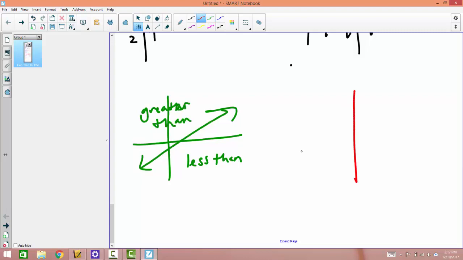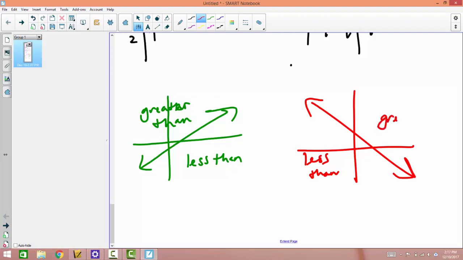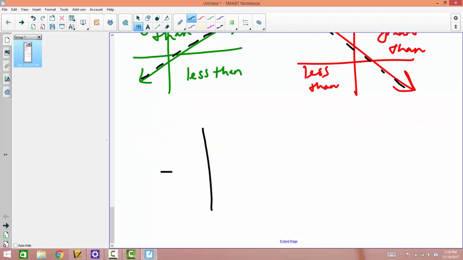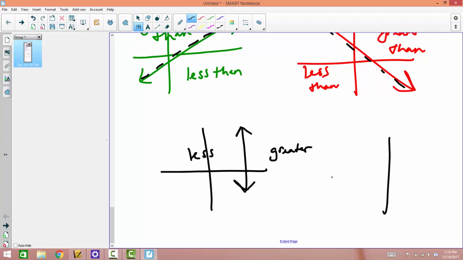If you have a line that goes down, this is the less than, and this is the greater than. If it doesn't say equals to, this is dotted. It's not solid. So you have an option of either having a dotted or a solid. And then if your line is vertical, this is greater, and this is less. And if your line is horizontal, the less is below, and the greater is above.